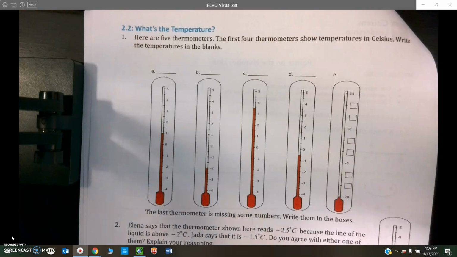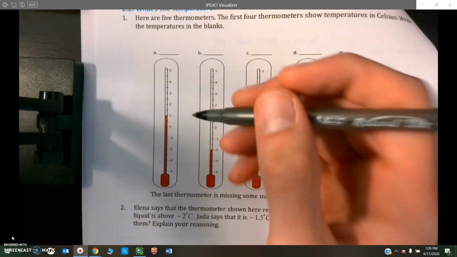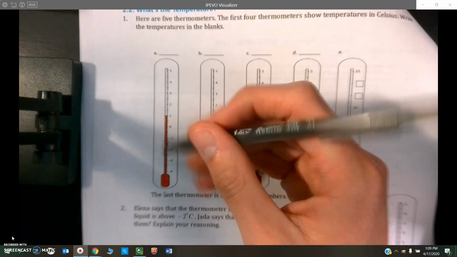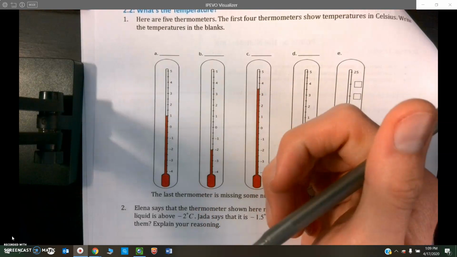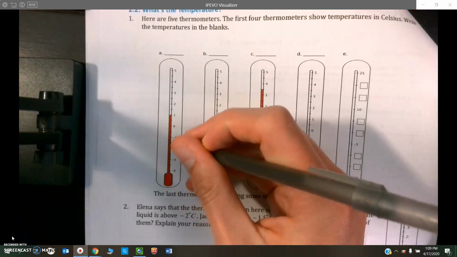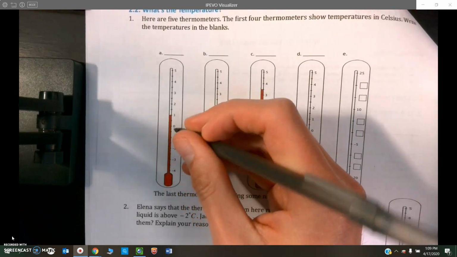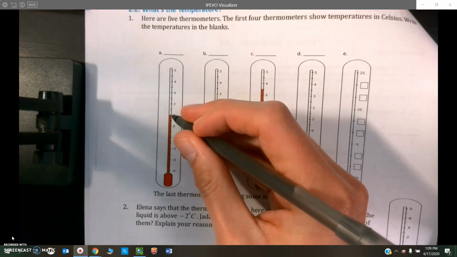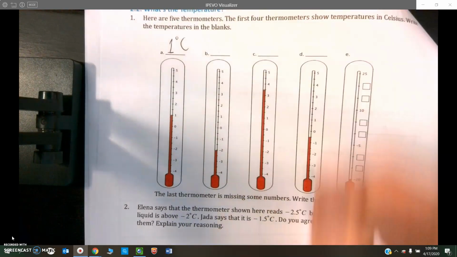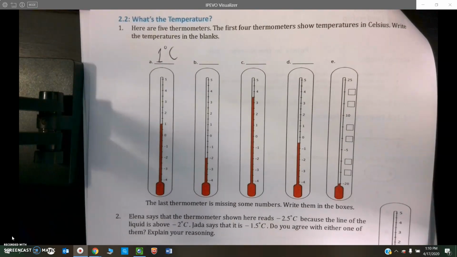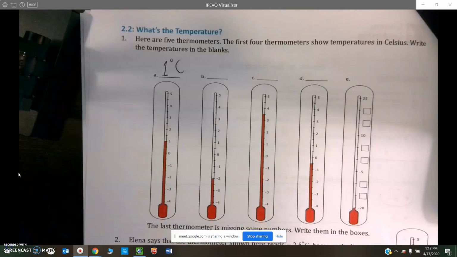All right. So, once again, a thermometer. It's got mercury in it. That's the red stuff. And however high it rises, that's the temperature. And so I can see that this one goes above all the negative temperatures, 0, and it stops right at 1. So this would be 1 degree Celsius. All right. So letter B.